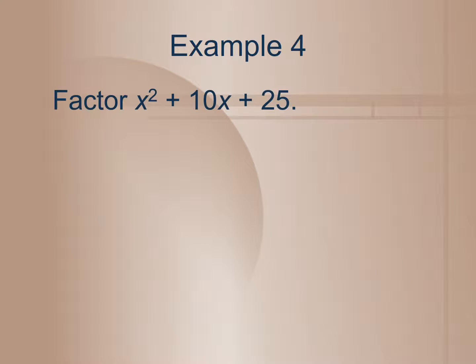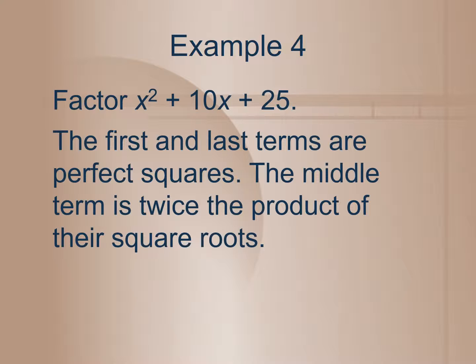Let's look at this example. We have x squared plus 10x plus 25, and we want to factor this. Now, I recognize that this is a perfect square and this is a perfect square because the square root of 25 is 5. So now my question is, is the middle term twice the product of the square roots? So is it 2 times x, because that's the square root of x squared, times 5, because 5 is the square root of 25? So 2 times x times 5 is 10x. So it works. This is an example of a perfect square.